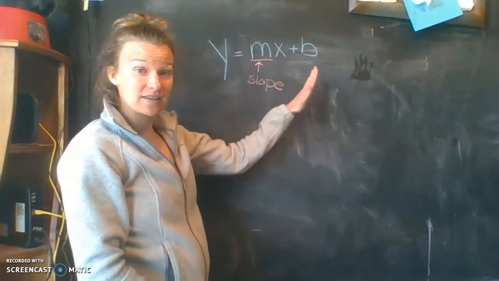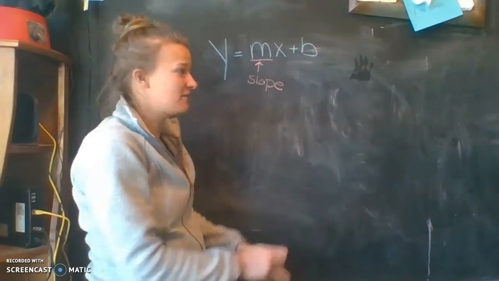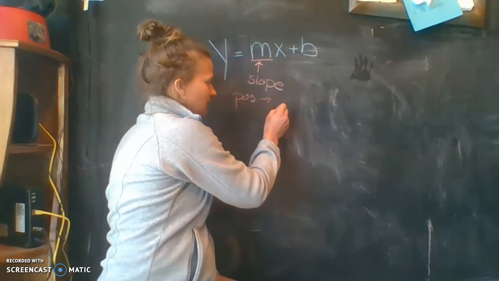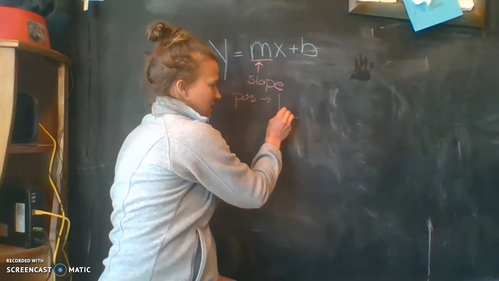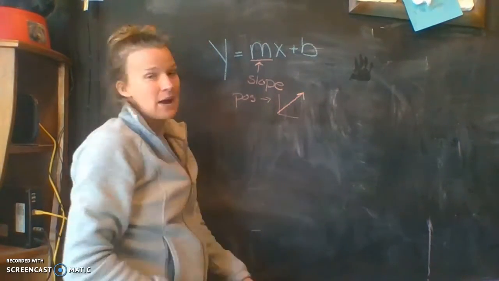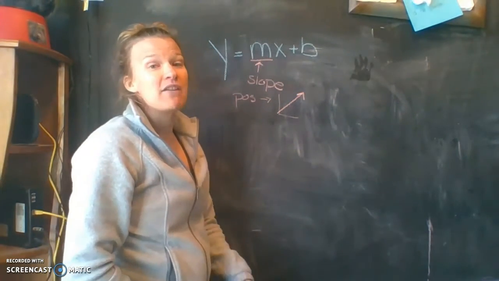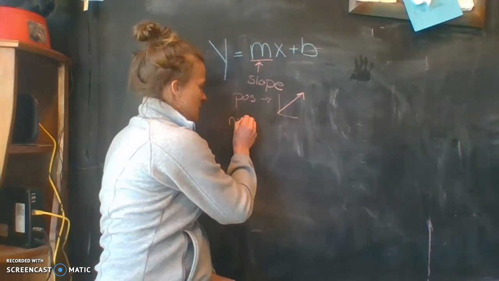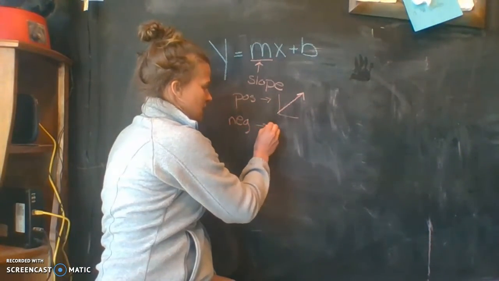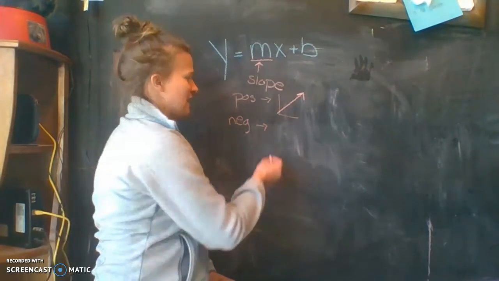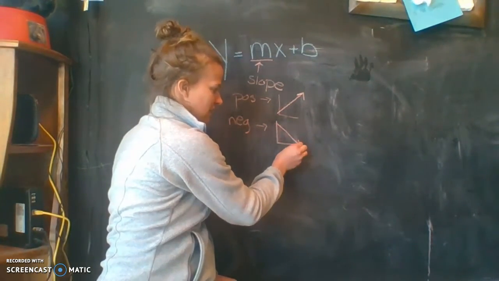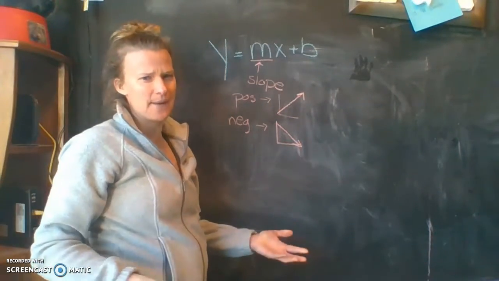If it's increasing, we have a positive slope. That means a line that would kind of go like this. That would have a positive slope. If it's decreasing, or if it's negative, I'm sorry. If it's negative, then we would have a line that would be decreasing or going downhill, something like that.